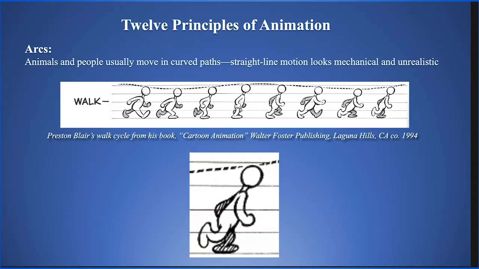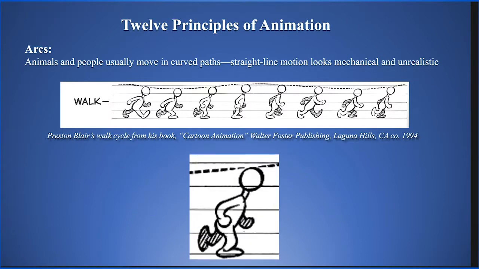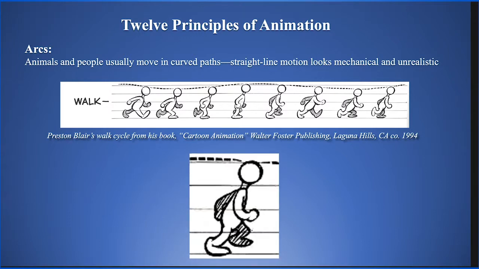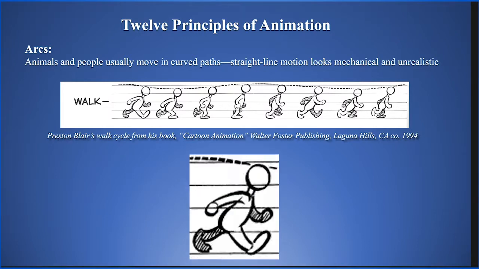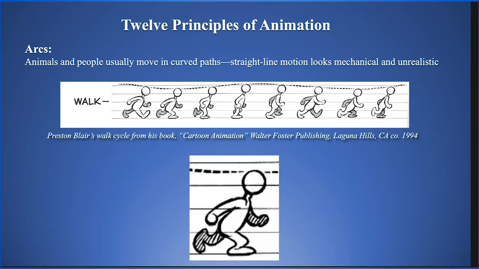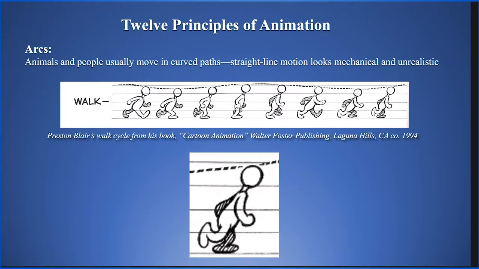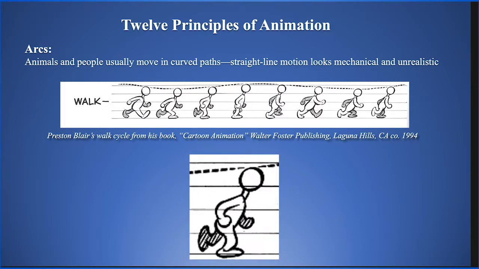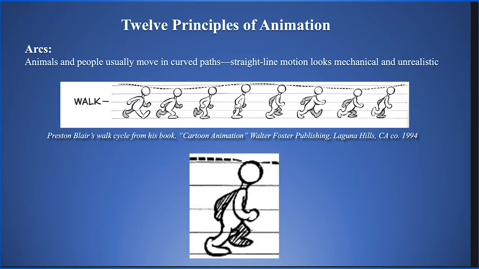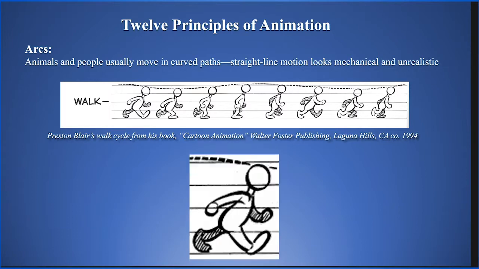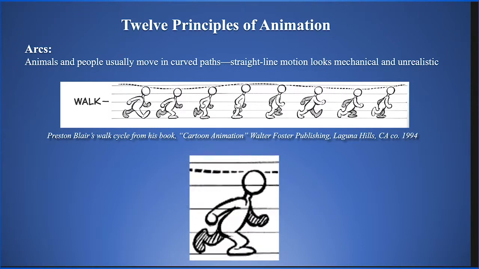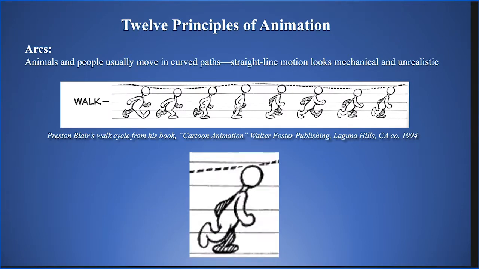Arcs. Animals and people usually move in curved paths. Straight line motion looks mechanical and unrealistic. This is Preston Blair's walk cycle from his book Cartoon Animation, which was published by Walter Foster Publishing in Laguna Hills, California around 1994. And it's still in print. If you want to buy this book, it is a very good book. You can find it at any online bookstore, possibly. At least I know they have it at Amazon.